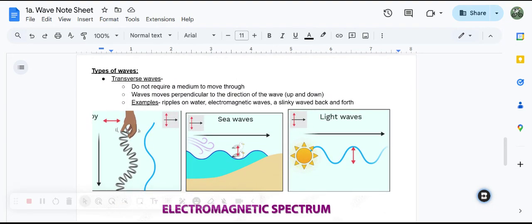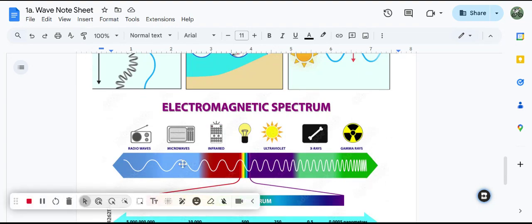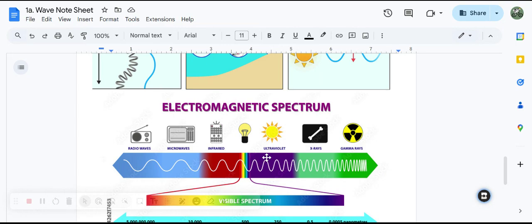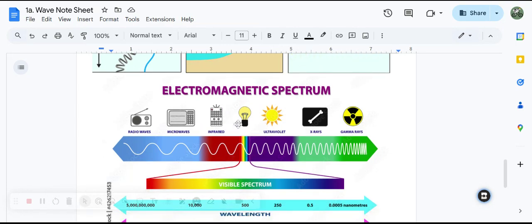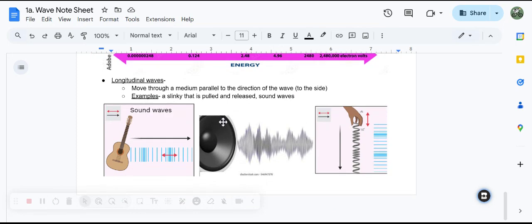So transverse waves, they don't need a medium to move through. What that means is they don't have to travel through other matter in order to transmit the energy. So, for instance, this is especially important when we talk about electromagnetic spectrum, right? This is why light can travel through space. Sound, on the other hand, which is a longitudinal wave, has to travel through a medium. So sound does not travel through space.